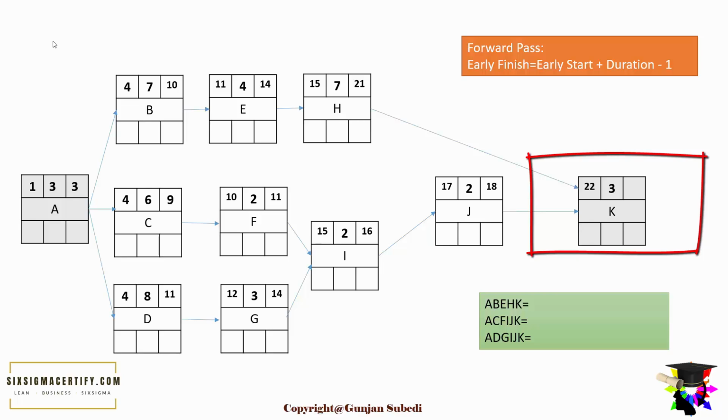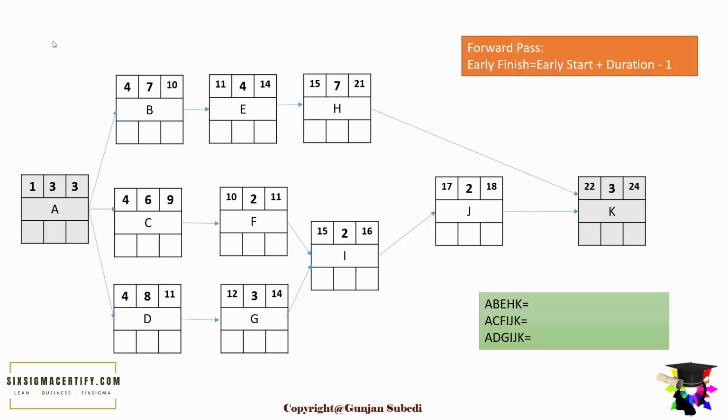So this is also quite a tricky one, because both process steps H and J lead to process K, and we can start process K only after both process H and J are completed. For process J, the early finish is 18 days, but we can start process K only after process H is completed, which takes a longer time. The early finish of process H being 21 days, the early start of process step K is 22, and the early finish of process K is 22 plus 3 minus 1, which gives us 24.